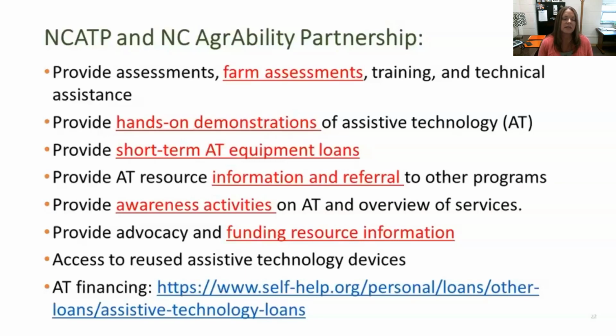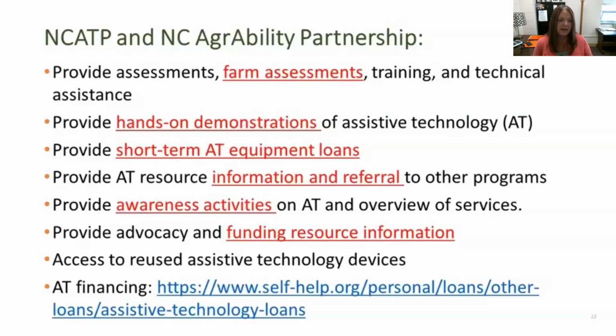Many times we're also looking at that home as well as that work environment to see what else we could recommend, or what might be needed for that individual to be self-sufficient and safe in the home and his or her farm. We also provide training and technical assistance. We do the hands-on demonstrations, as Marty and Betty both mentioned.